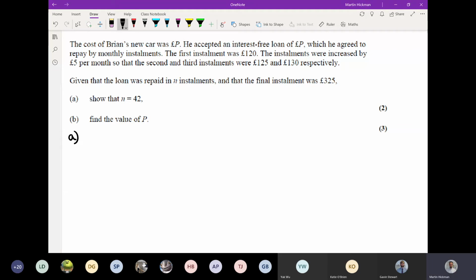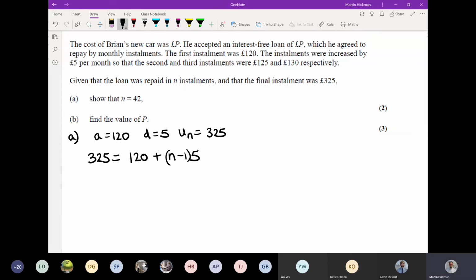So we're going to use the fact that a is our first term, which is 120. d is going to be 5. And we know that u_n is 325. Okay, our last term is 325, basically. So we put it into u_n equals a plus (n minus 1) times d. So we don't know n, that's what we're trying to find here.